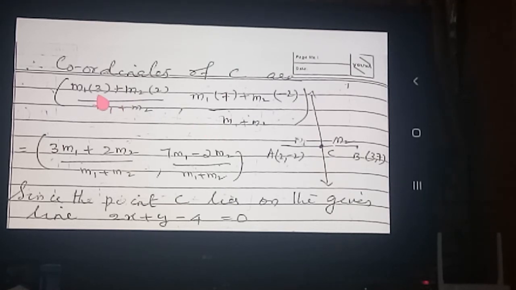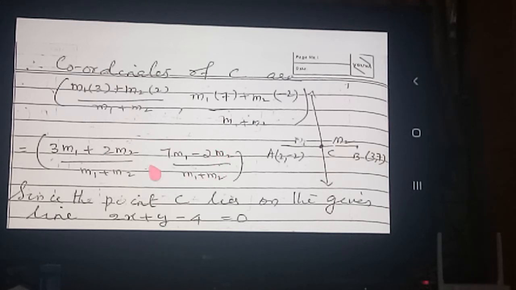You got the coordinates? Same. M1 into 3 plus M2 into 2, that means M1 x2 plus M2 x1, divided by M1 plus M2. Same way here: M1 into 7 plus M2 into minus 2, divided by M1 plus M2. So write in the order: 3M1 plus 2M2 divided by M1 plus M2. What's the y coordinate? 7M1 minus 2M2 divided by M1 plus M2.